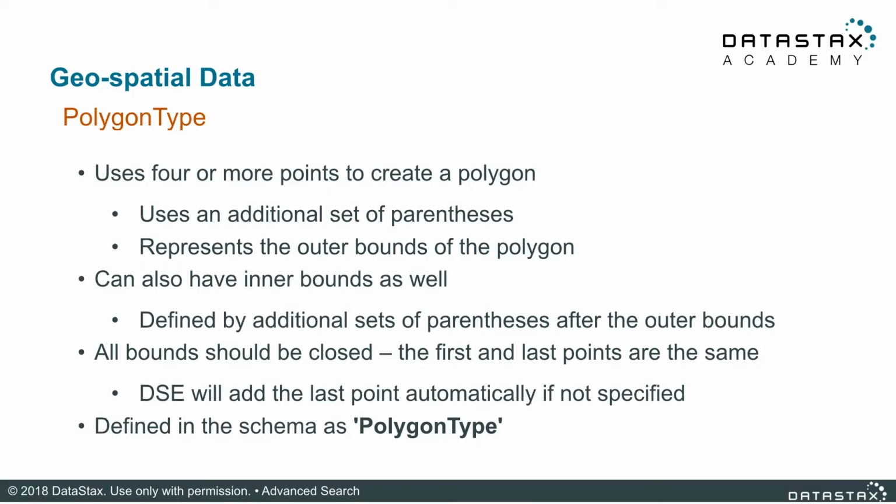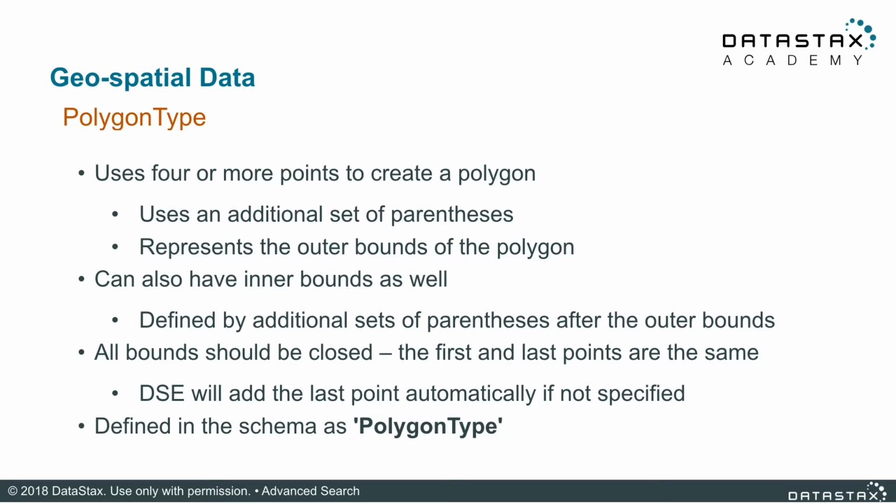An example where a line string might be used would be to describe something such as a boundary, a road, rivers, or something else. The last geospatial data type in DataStax Enterprise is the polygon type, and this is what is used to describe all other shapes, such as triangles, squares, or other complex shapes.